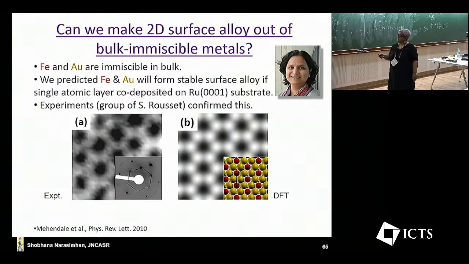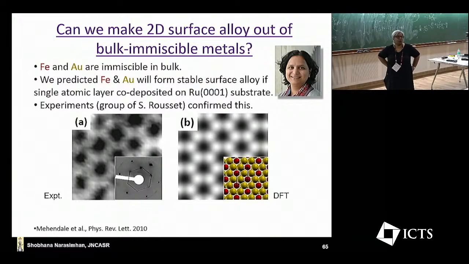And this is, do you know what's a scanning tunneling microscope? Yes? Okay, so this is a scanning tunneling microscope image from the experiment. Each of these dark black circles is a single iron atom. And these white things are gold atoms. So each iron atom is surrounded by 6 gold atoms, and this alloy has formed. This is the theoretical simulation of it. This is the experiment. So it formed, okay?